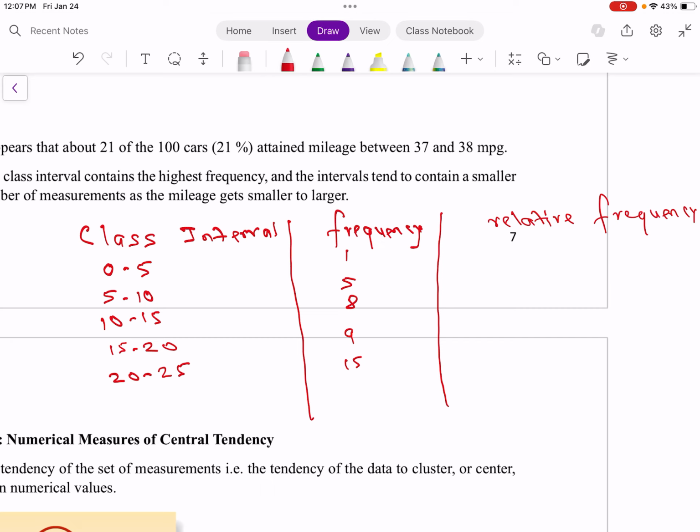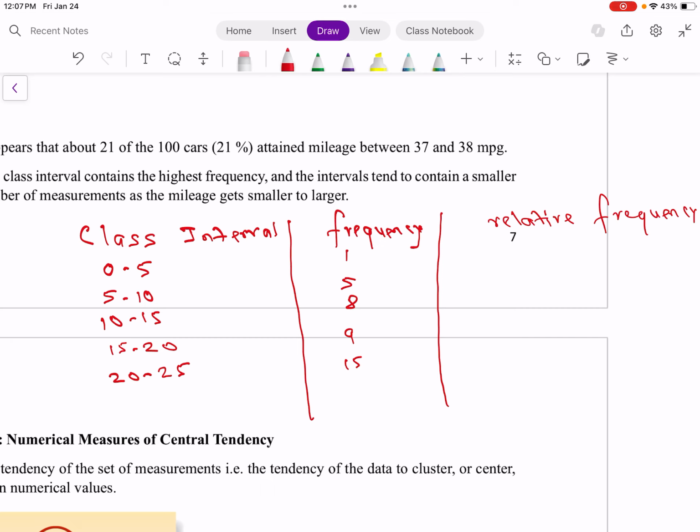Now if we have this frequency table, what does it mean that the frequency is 8 for the interval 10 to 15? What do we understand? We have the class interval 10 to 15 and the corresponding frequency is 8. What is that 8? Between 10 and 15, there are 8 people. Yes, 8 measurements. So between 10 and 15, we have 8 different measurements. In a similar way, we have 15 measurements between 20 and 25.